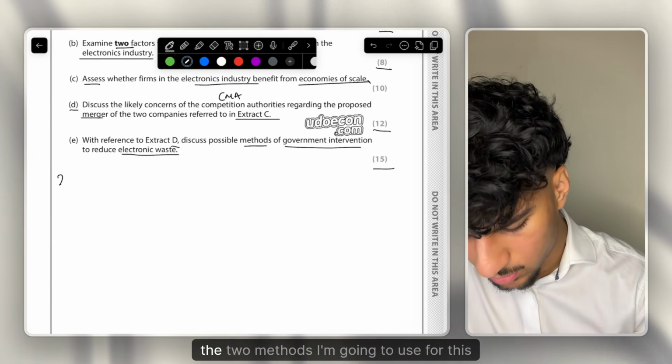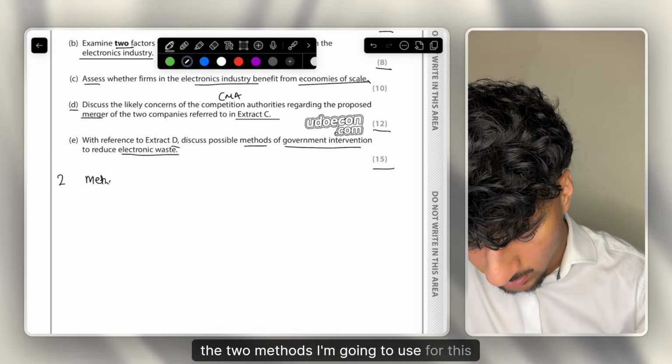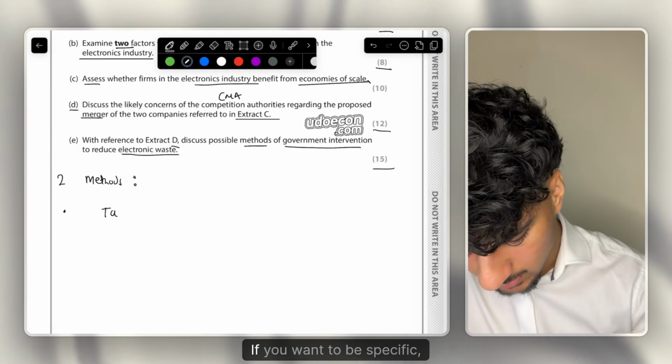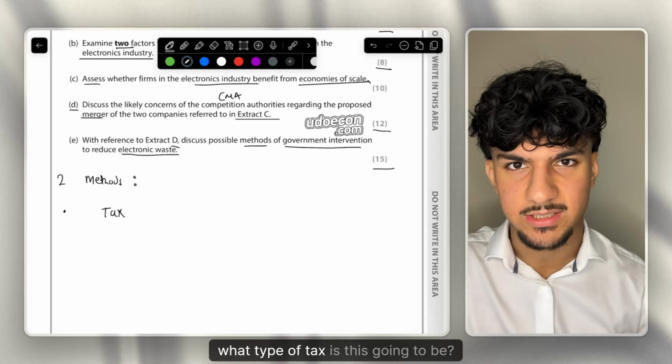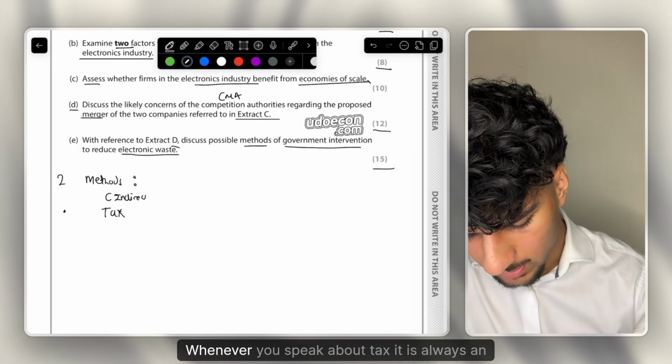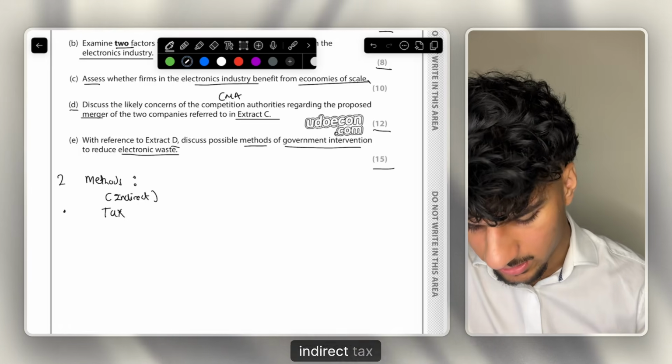Okay, so like I said, the 2 methods I'm going to use for this question, the 2 paragraphs I'm going to write, number 1 is a tax. And if you want to be specific, what type of tax is this going to be? Of course, it is going to be an indirect tax. Pretty much in market failure, whenever you speak about tax, it is always an indirect tax.